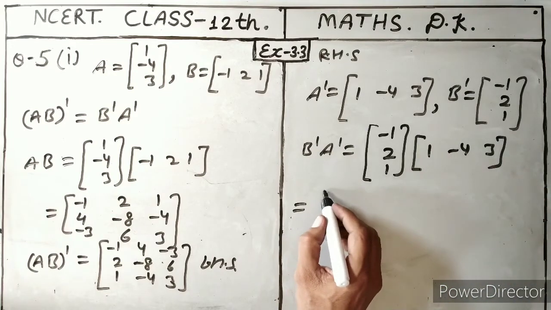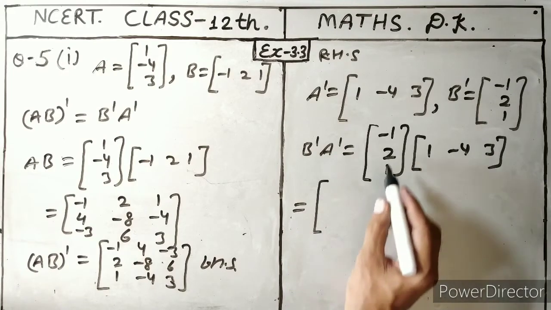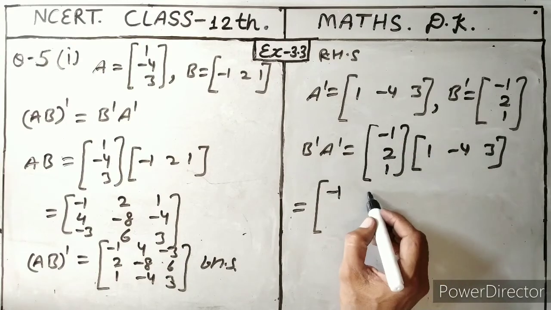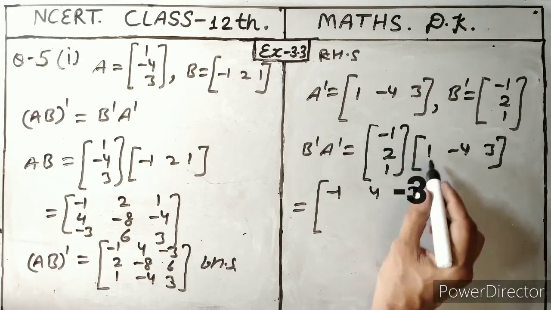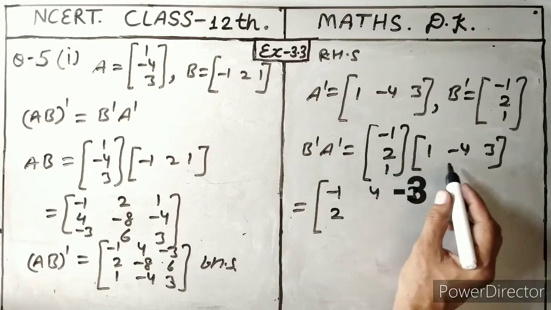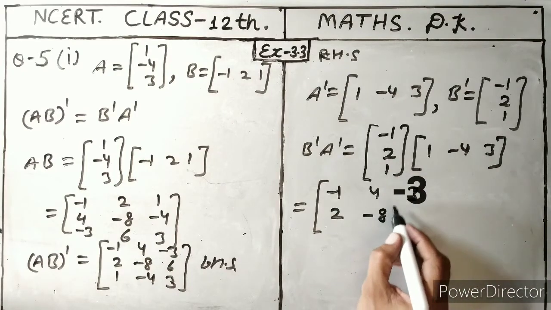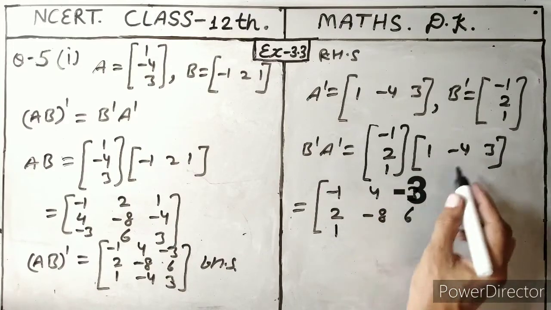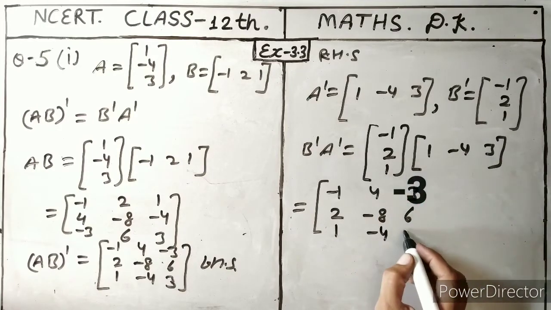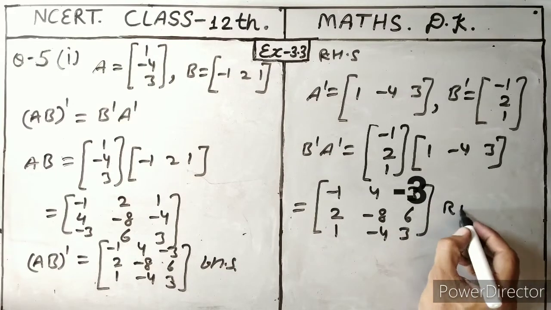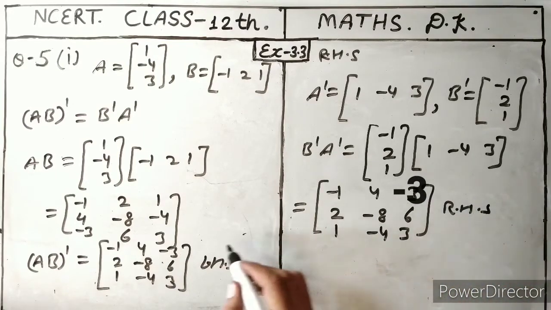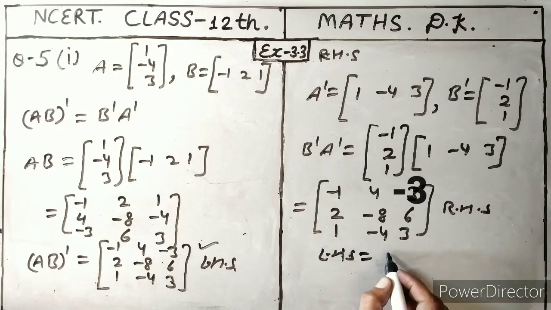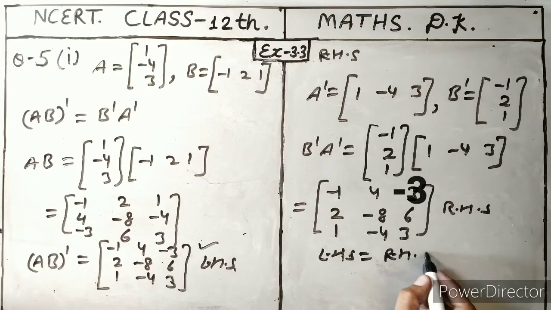Product of these two matrices is -1 1 -1 -1 -4 4 -1 3 2 1 2 2 -4 -8 2 3 6, and 1 1 1 1 -4 -4 1 3 3. This is right hand side, and this is left hand side. Both the sides are equal, then left hand side equals right hand side.